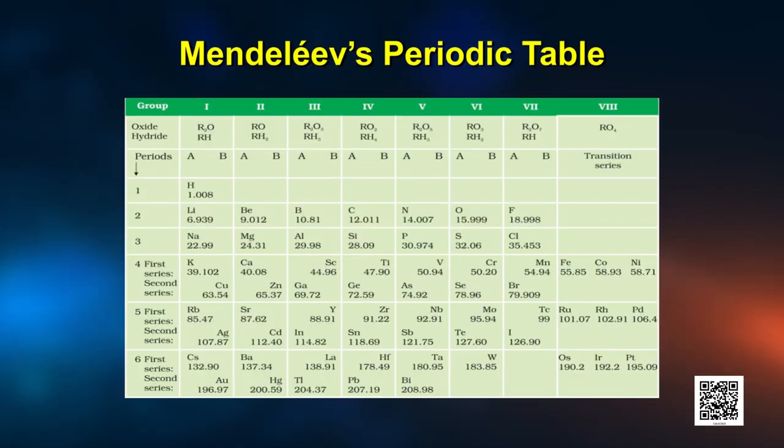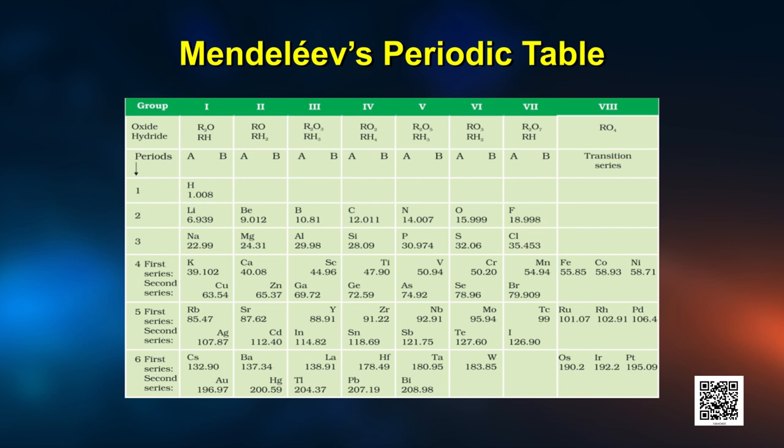As you can see, for group 1, the oxide formula is R2O and hydride is RH. For group 2, oxide is RO and hydride is RH2. So the hydride of carbon, that is CH4, how will it be written? Yes, RH4. And what about the oxide CO2? Search it in the table.